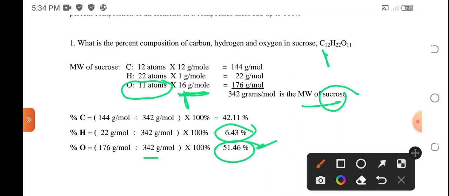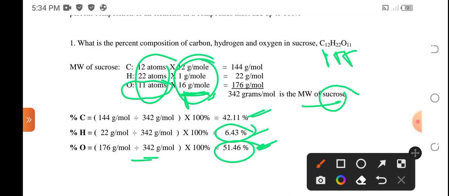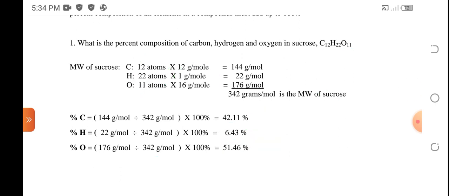So the subscript is not the indicator of which is highest in terms of percentages. The individual atomic weights are also a factor. So there are two factors: the number of atoms and the atomic weight. You need to multiply them to know which has the highest percentage. Okay?